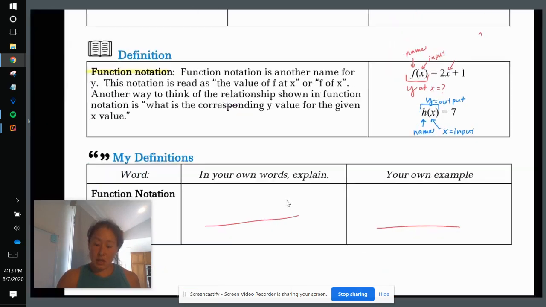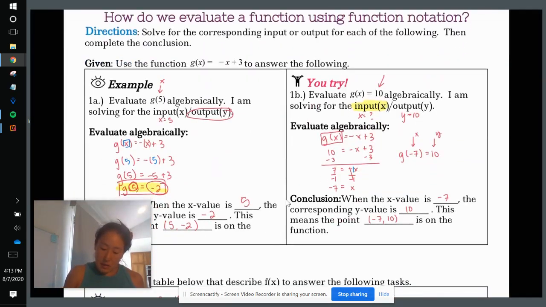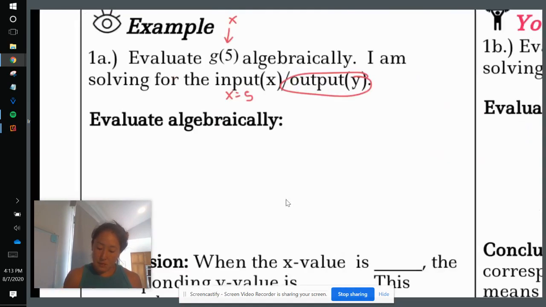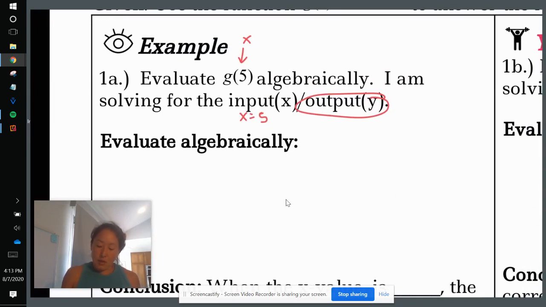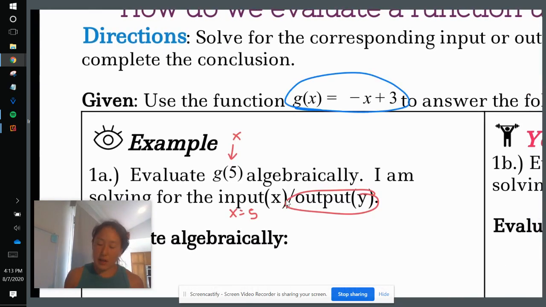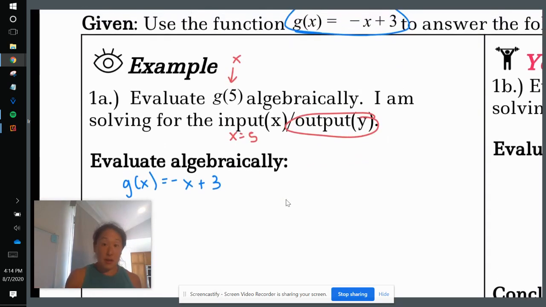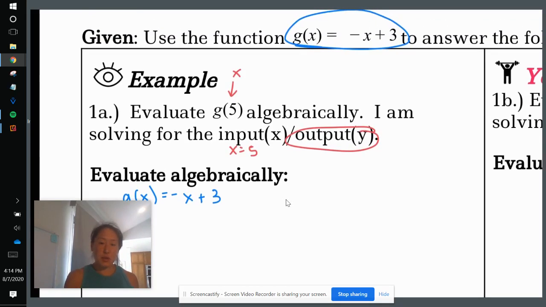Okay, we're going to work on an example here. Okay, so I see that I already started this one. All right, we're going to start with g of 5, and I would like to solve for either an input or an output. So I'm going to look. G of 5, we need to use the function g of x is equal to negative x plus 3. So I'm going to write it here. G of x is equal to negative x plus 3. We're going to use that in a second. Okay. So I'm either going to be solving for x or y. I just don't know which one yet.